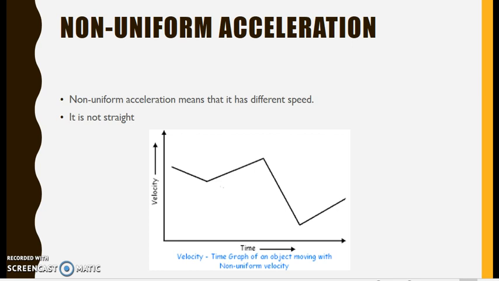An example would be a car speeding up, and then he sees some traffic, so he slows down a bit, maybe even coming to a full stop, and then he speeds back up again. This is non-uniform acceleration.